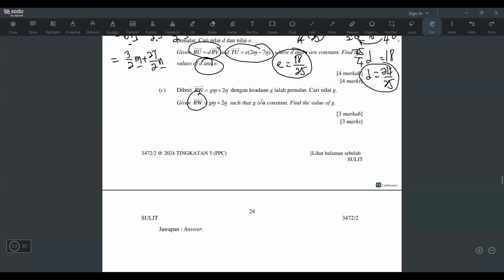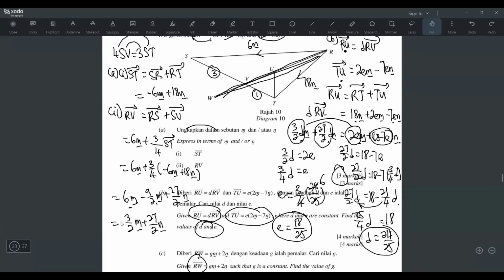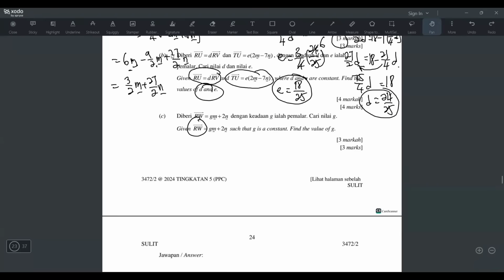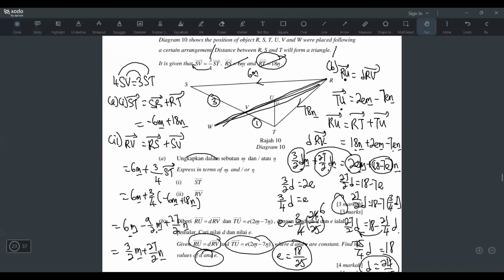Gm plus 2n. And then such that G is constant, find value of G. Okay, this one, you can see that RW got passes through U and V, right? And they only give us one vector here. So what I will do now is I will find another vector that is parallel to RW, right?